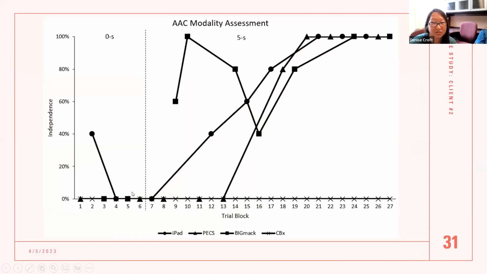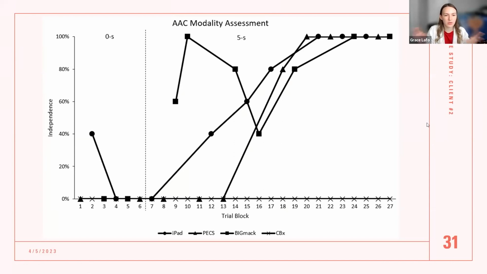So Grace will talk about the results, but you can see that he was doing very well overall with the modalities. On the x-axis, we have our trial blocks, and each trial block had 5 trials in it. On the y-axis, we have the percentage of independent responding. So if he was independent in 4 out of 5 trials, that would be 80%, just to give you a reference. For the first 6 sessions, we used a 0-second delay, based off of a PECS procedure, PECS phase 1.